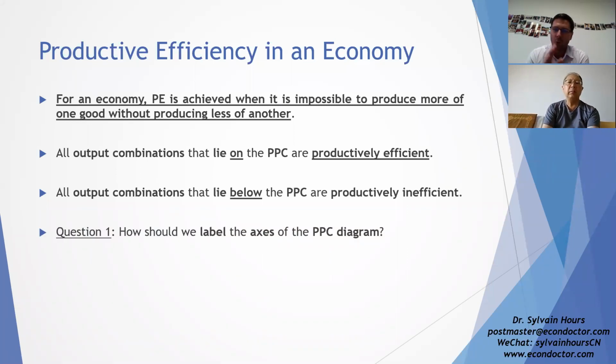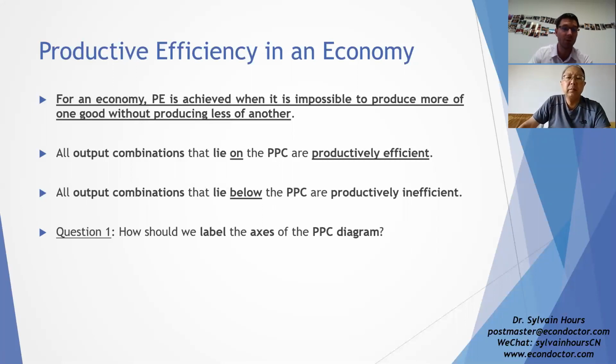Question: when you graph the PPC, what labels should you put on the axis? There are several options, right? In some textbooks, they label the axis consumer goods, capital goods. This is the most common, but really it doesn't matter.